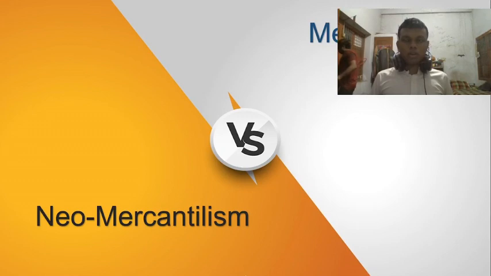Let's have a look at the difference between mercantilism and new mercantilism. While mercantilism put emphasis on trade surplus to be abundant with gold and silver, new mercantilism emphasizes forex reserve, and increasing forex reserve to have a better socio-political advantage.